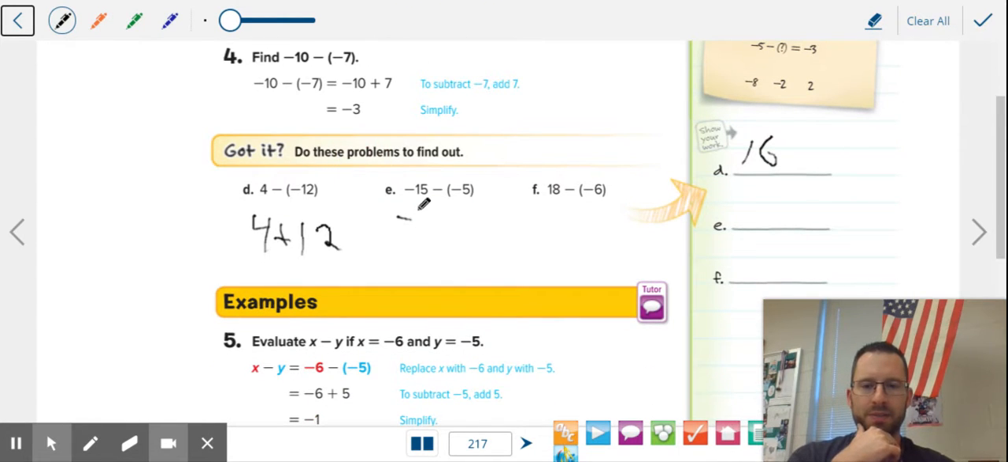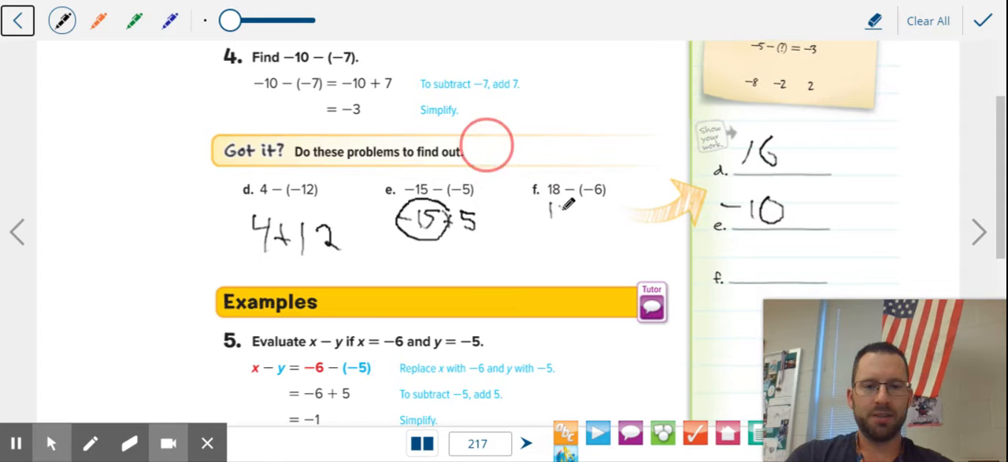Next we have negative 15. Change it to addition. The opposite of negative 5 is 5. Now, these are different signs. Remember those rules from adding integers. When you have different signs, find the difference. Who has more power? Negative 10.